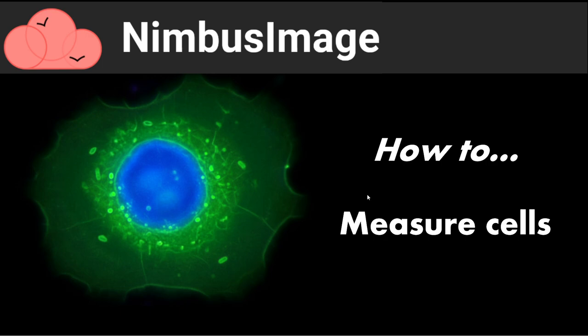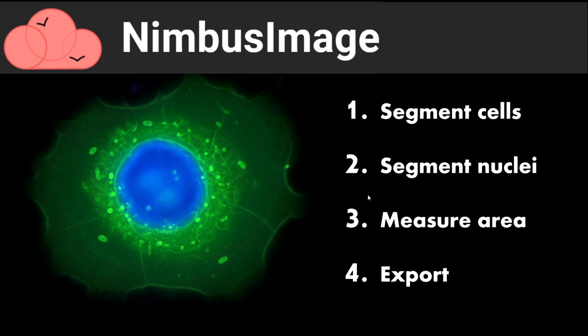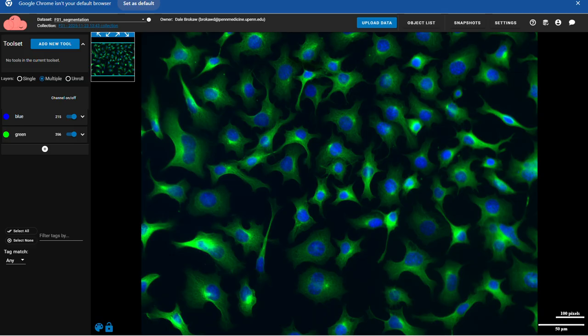I'm going to show you how to measure cells using NimbusImage. We're going to start by segmenting the cells by their cytoplasm. We're then going to segment the nuclei, measure the area of both the cells and the nuclei, and export that data from NimbusImage.